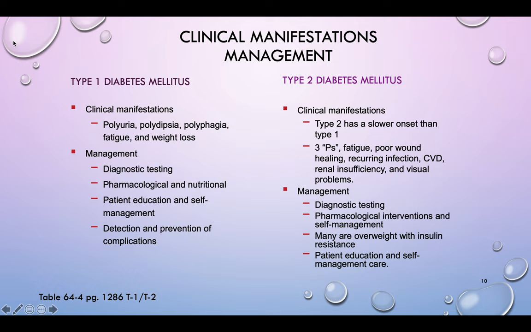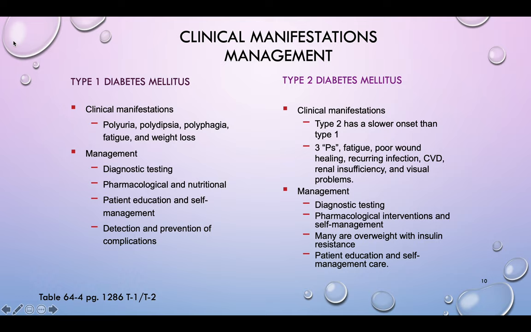So you see, both of them have polydipsia, polyuria, polyphagia, fatigue, and weight loss. Then we come over here to type 2. It also has the 3 Ps. It's also slower onset than type 1. Type 1 is like now. Today I didn't have it, tomorrow I do. It's pretty quick like that.